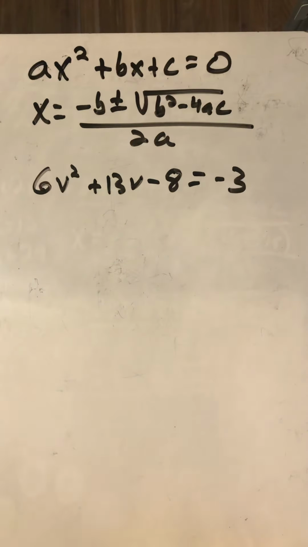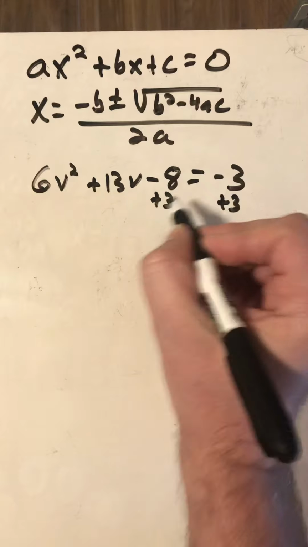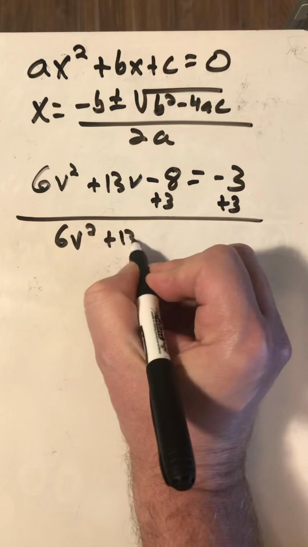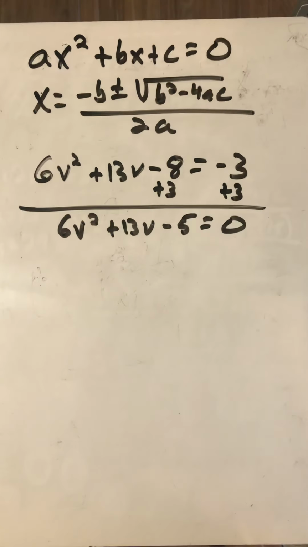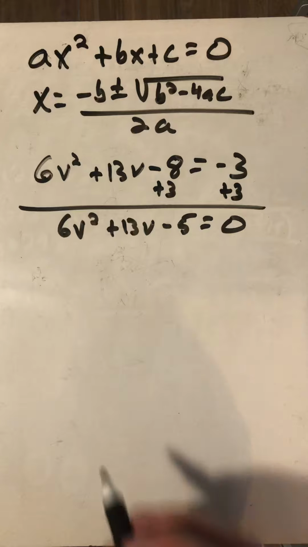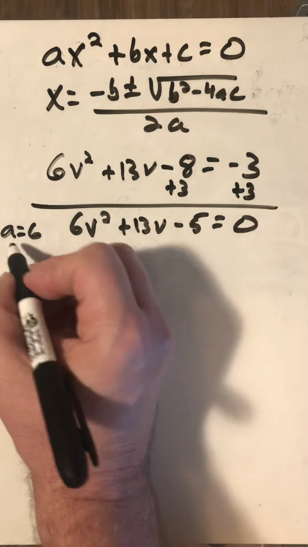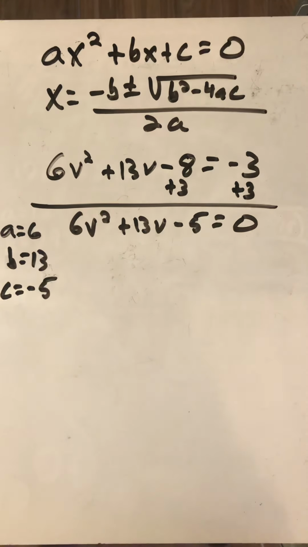Now, if you notice, this is not in standard form because it's not set equal to 0. So we need to go ahead and put it in standard form, add 3 to both sides, so it will be set equal to 0. 6v squared plus 13v minus 5 equals 0. Now I can determine what my a, b, and c terms are. A is going to be 6, b is going to be 13, and c is going to be negative 5.